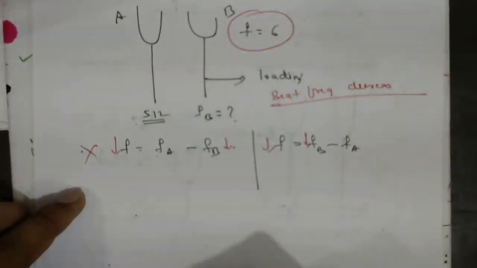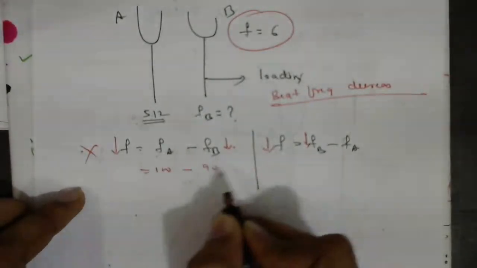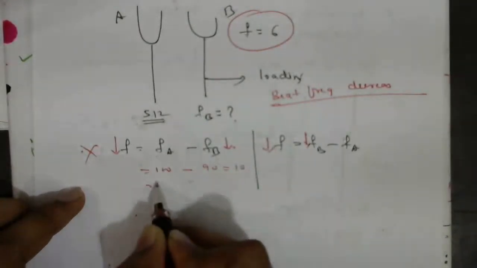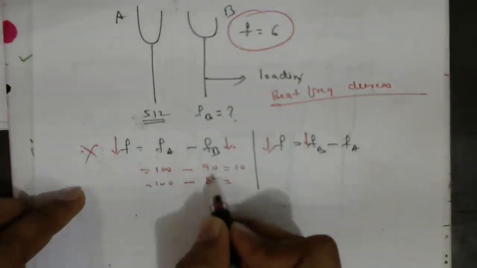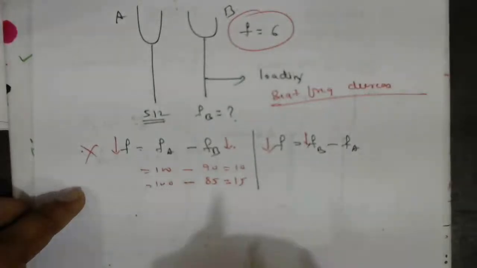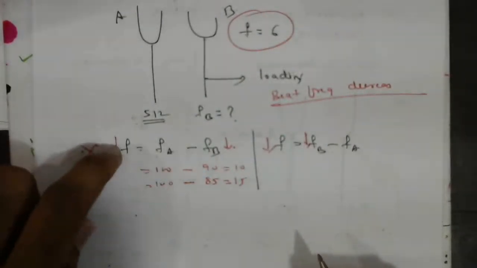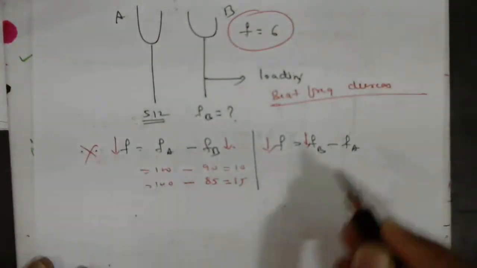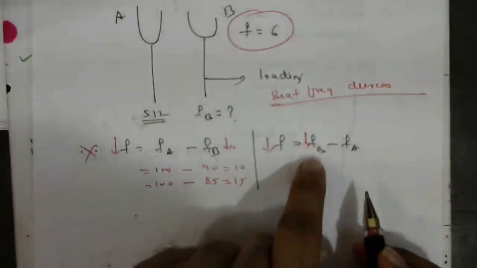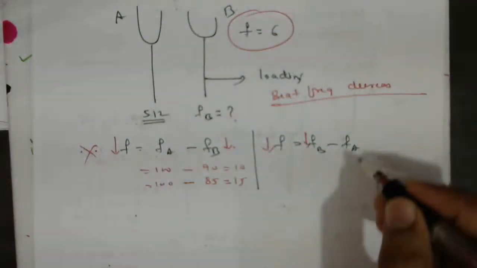This is wrong. Correct? Once again I'll say, 100 minus 90, how much is it? 10. 100 minus 85, this one decreasing, how much is it? 15. Difference is increasing. Here difference should decrease. That's why we should not use this equation. Now this is decreasing. What about the difference? Also decreases. It is correct.